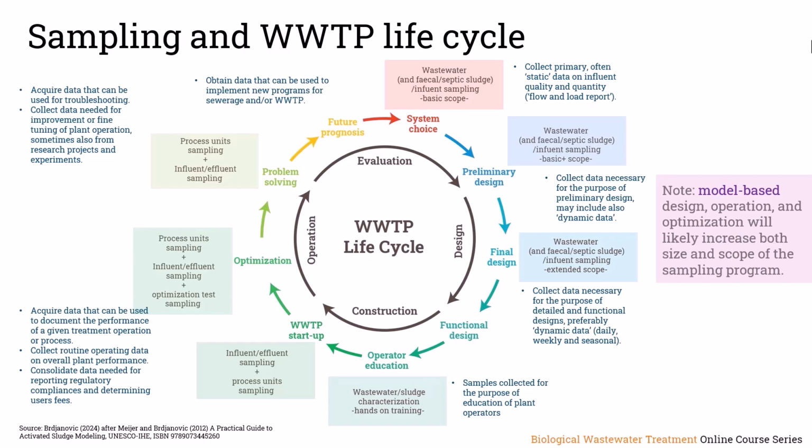Then we can talk about final design, where the scope is wastewater, and if we have fecal and septic sludge intrusion, we talk still about influent sampling, but the scope is now extended. We need more information about wastewater when we want to make a final design. We are collecting data necessary for the purpose of detailed design and functional design, preferably dynamic data: daily, weekly, and seasonal variations.